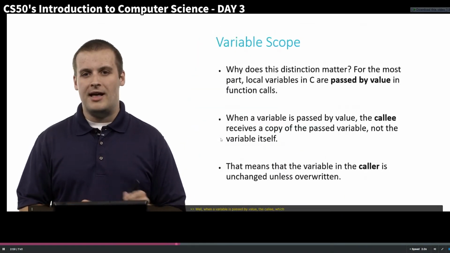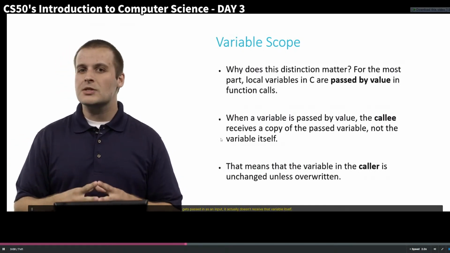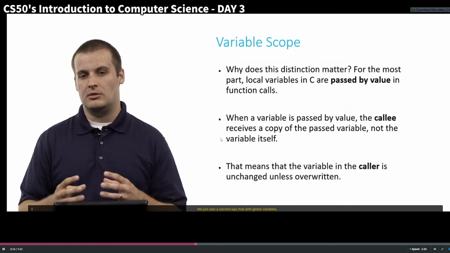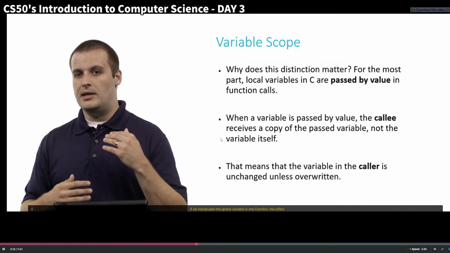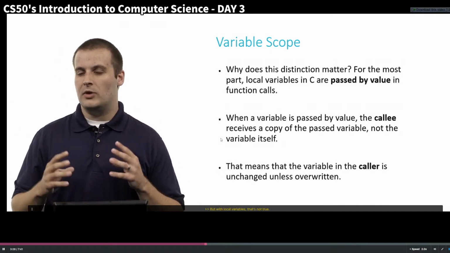When a variable is passed by value, the callee, which is another way of saying the function that is receiving the variable that gets passed in as an input, doesn't actually receive that variable itself. It receives its own copy of it to work with. This is a really important distinction. We just saw a second ago that with global variables, if we manipulate the global variable in one function, the effect in that one function carries through to every other function. But with local variables, that's not true.